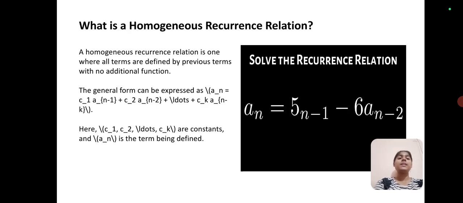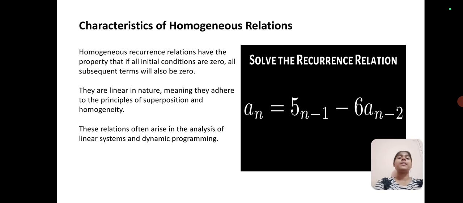What is homogeneous recurrence relation? A homogeneous recurrence relation is one where all terms are defined by previous terms with no additional functions. The general form can be expressed as a_n = c1 * a_(n-1) + c2 * a_(n-2) and so on up to ck * a_(n-k), where c1, c2, c3 and so on up to ck are constants and a_n is the term being defined.